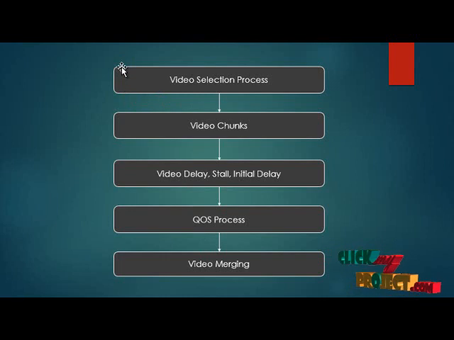The first process is the video selection process. The user is involved in this process. The user can select any of the videos. In our process, we implement 4 videos. The user selects any one of the videos, and the video selection process is completed. The video is then passed to the next process.